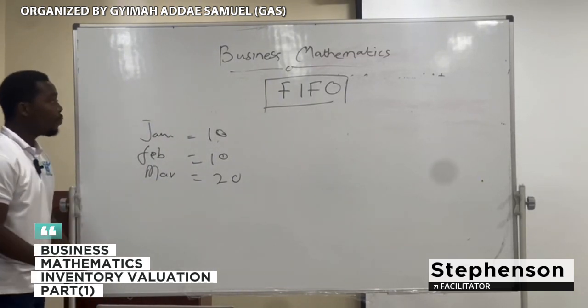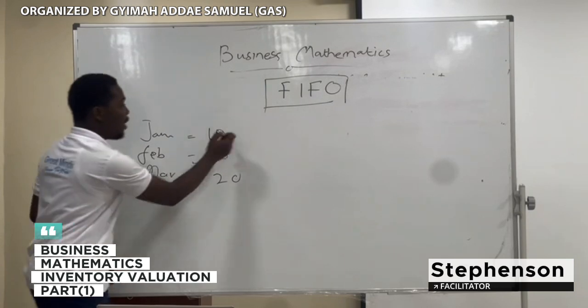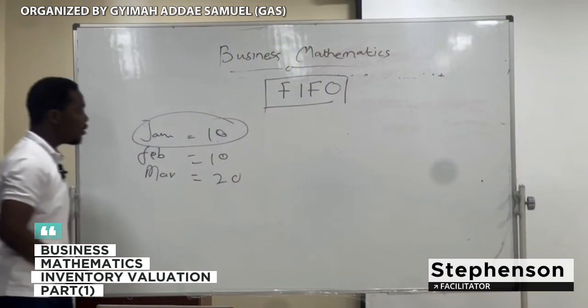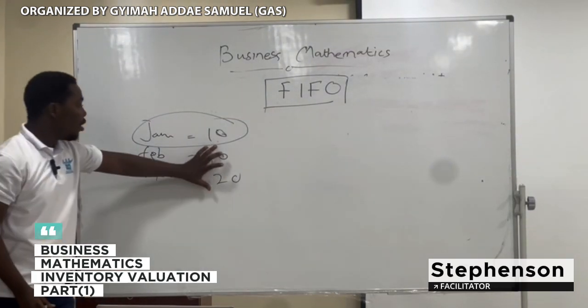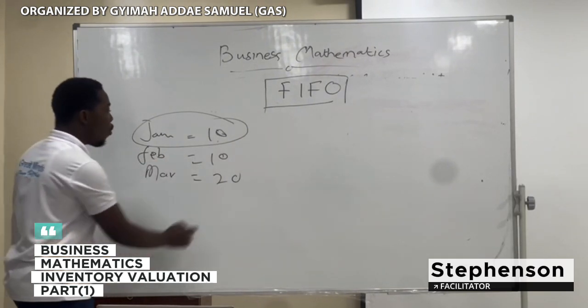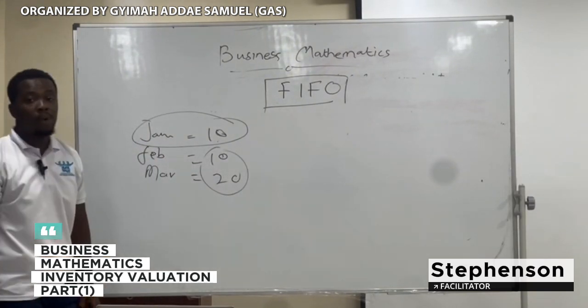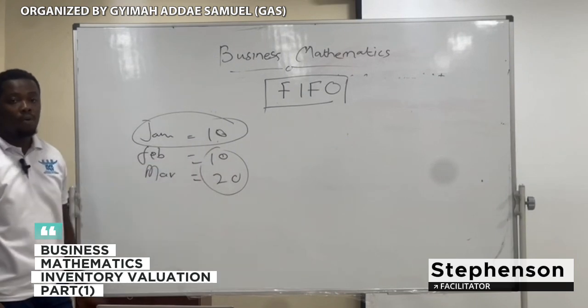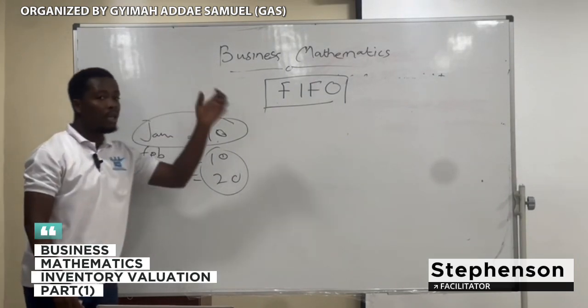Now, if you are selling this one first, you will be left with February and March. So February and March become your inventory. That is what you are supposed to value. So what comes in first, you sell first.